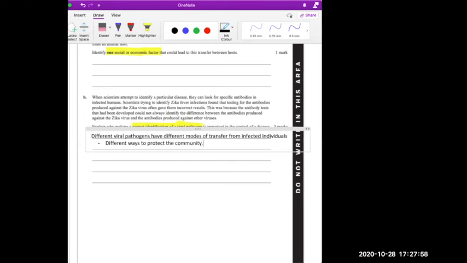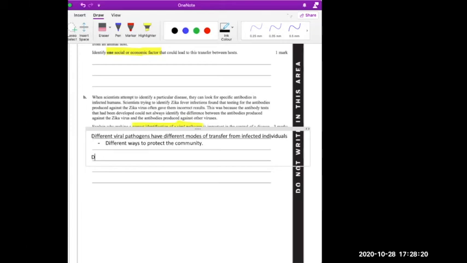For example, COVID is respiratory, but viruses such as malaria and things like that, blood-borne viruses, those are obviously different, right? You're looking out for different things. There are different ways to protect the community, and there are different campaigns that you have to do for these viruses that are transferred in different ways.